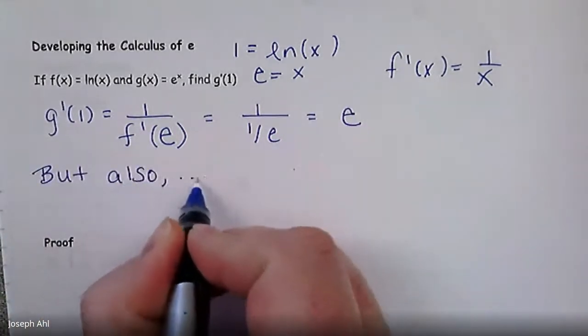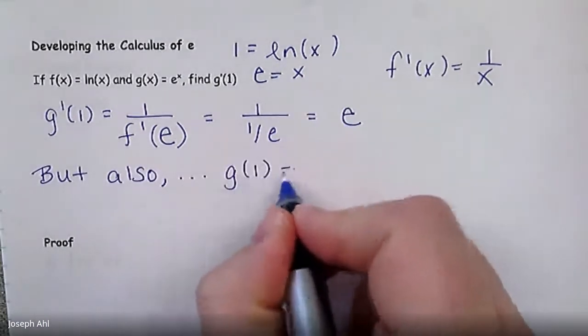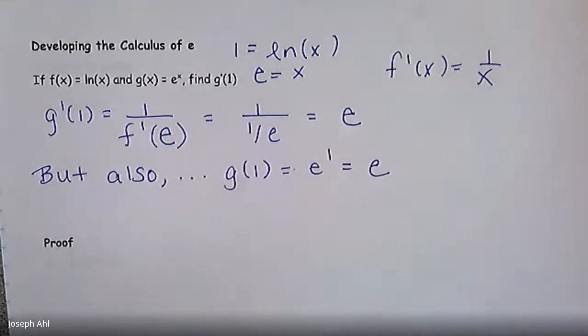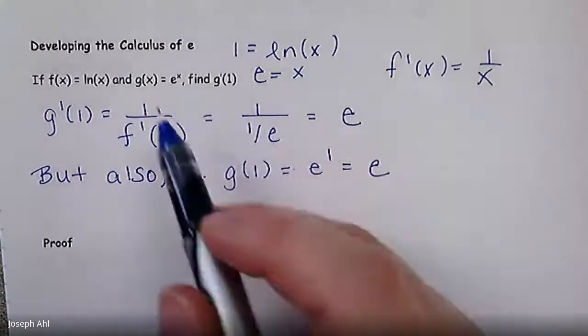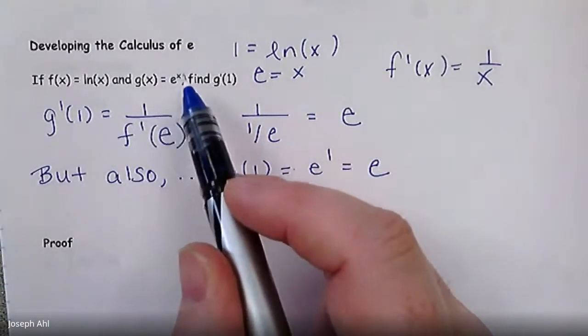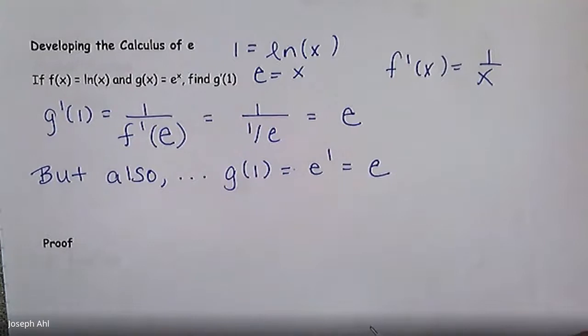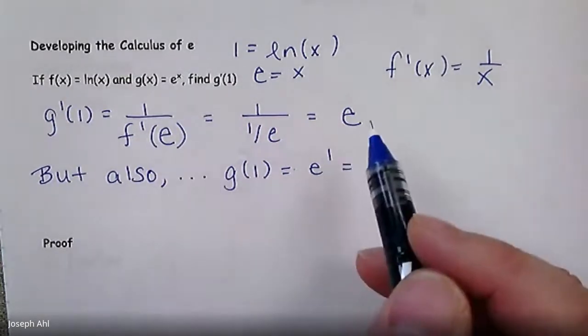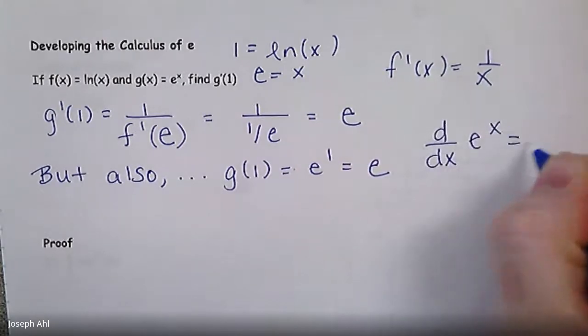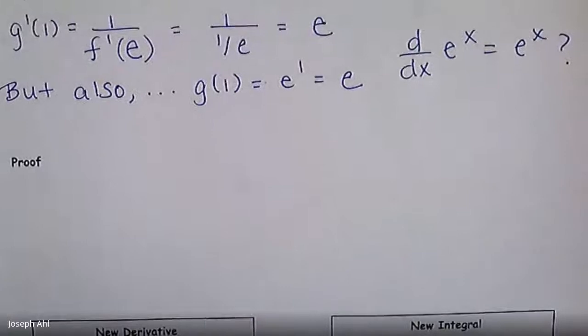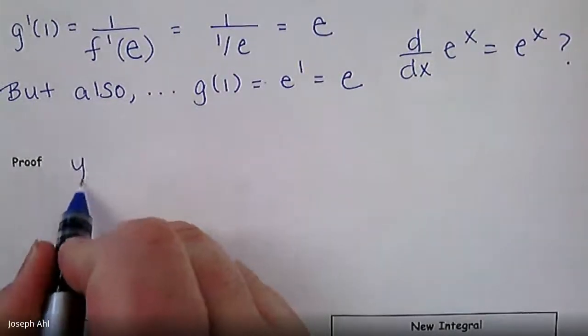But if I said what's g of 1? g of 1 is e to the first, which is also e here. So will that hold true for all values of x, I guess is the question. Will the function e to the x and the slope of the tangent line at any given x value always match the function value on e to the x? All right, so g of 1 is e, g prime of 1 is also e. So does that suggest that the derivative with respect to x of e to the x is e to the x? Not sure, but I think we can prove it.